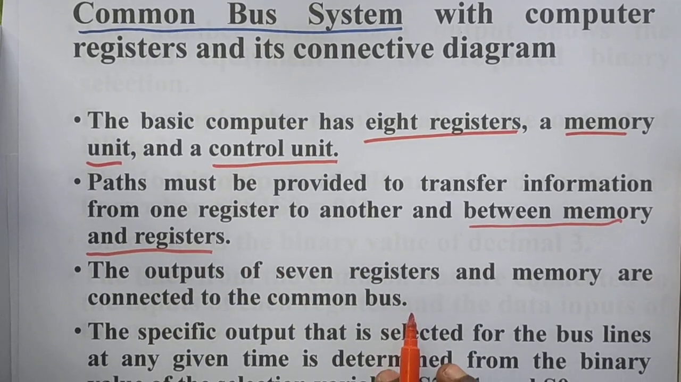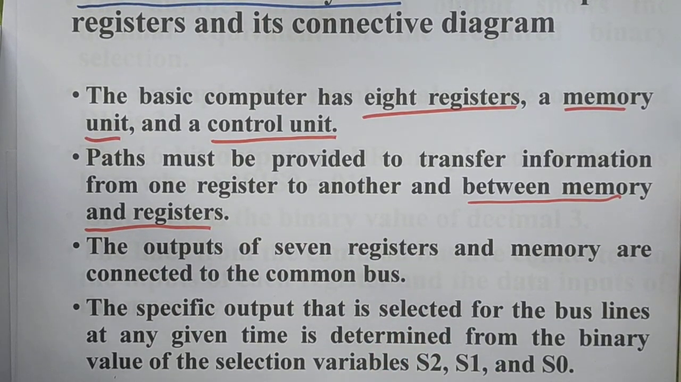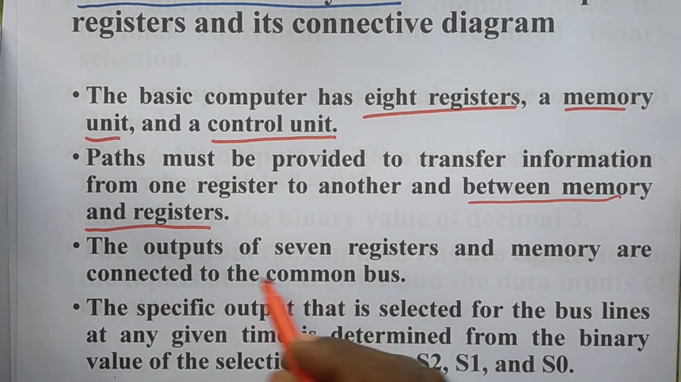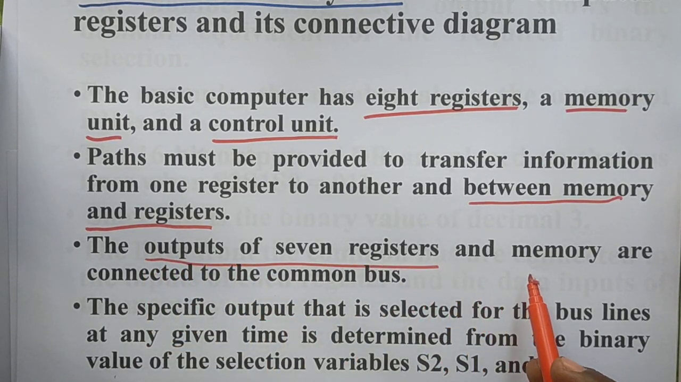When we design this common bus system, whenever we transfer data, some registers transfer data to the common bus, some registers receive data, some registers do not receive data from the common bus and only provide data, and some registers receive data but do not release data to the common bus. We will discuss one after another. Some registers give outputs, like the 7 registers give some outputs, and memory also gives output and receives input.